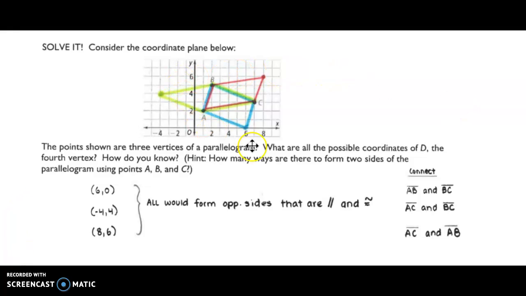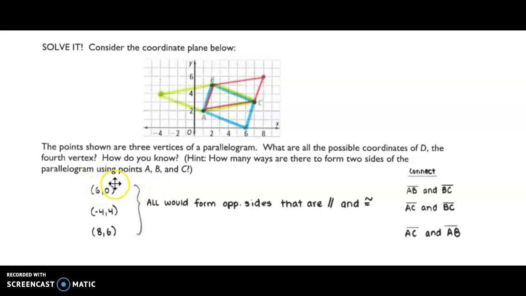Okay, so this is a warm-up in 6.8 for coordinate geometry. And if you look at the blank version, it might make more sense. So you're given 3 points A, B, and C. It says, what are the possible coordinates for point D to make a parallelogram? Okay, so there's actually 3 possible answers.